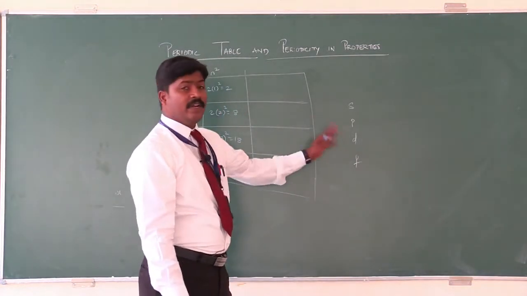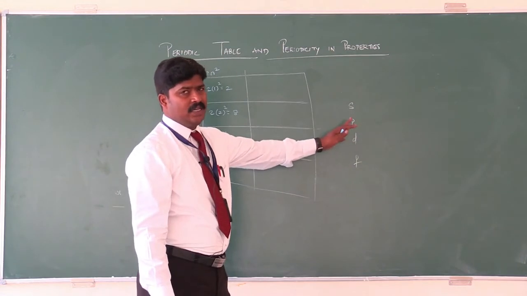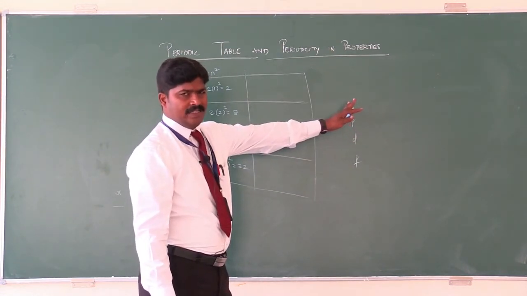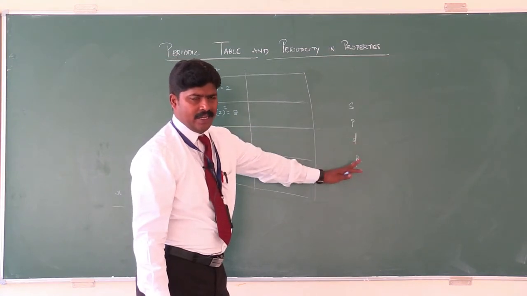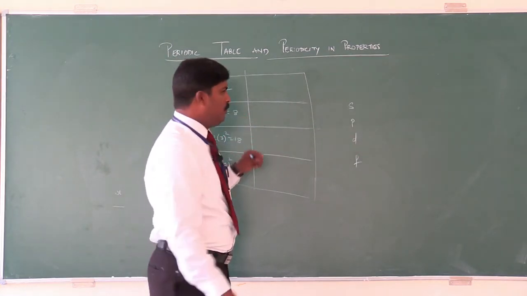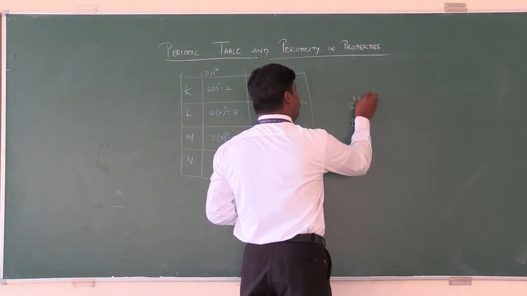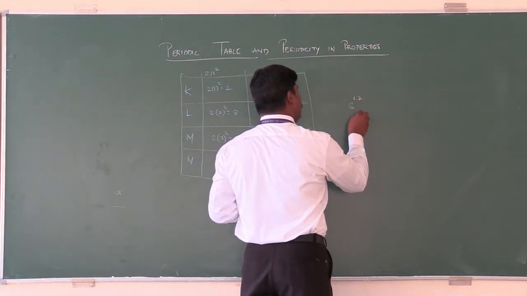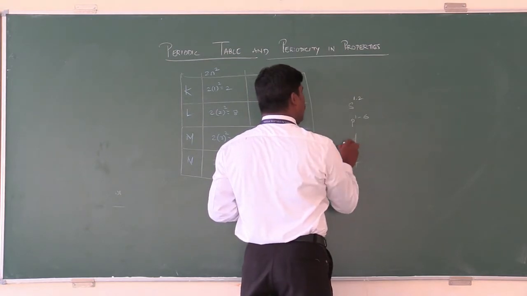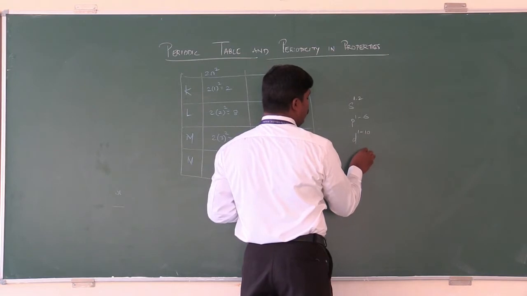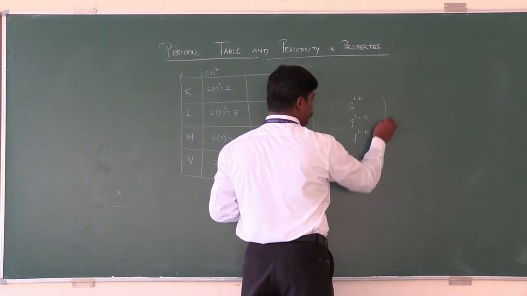Of course, we have different orientations that we'll discuss in the chapter called atomic structure. I will not go in depth on that. S subshell, P subshell, D subshell and F subshell. Remember, S can take minimum 1, maximum 2. P can take minimum 1, maximum 6. D can take minimum 1, maximum 10. F can take minimum 1, maximum 14.